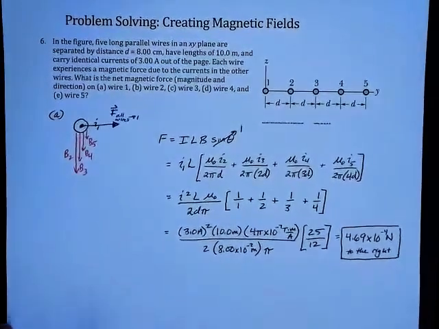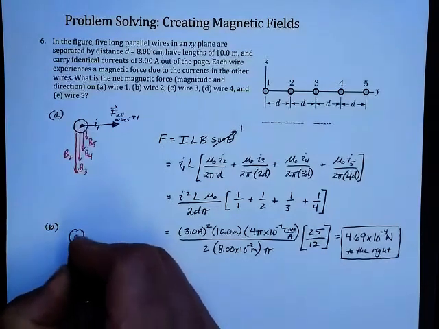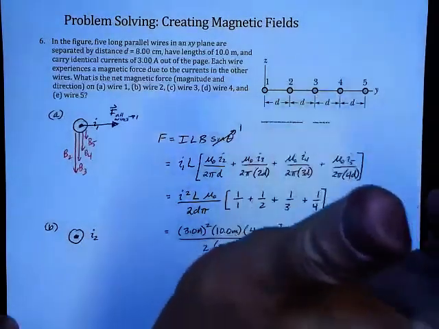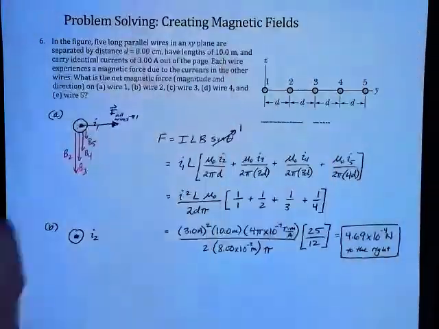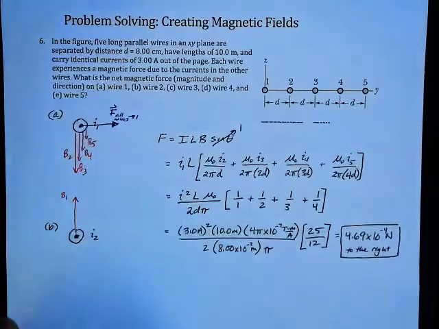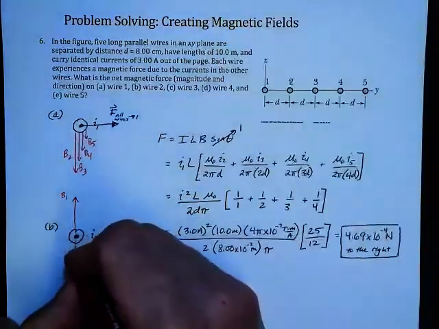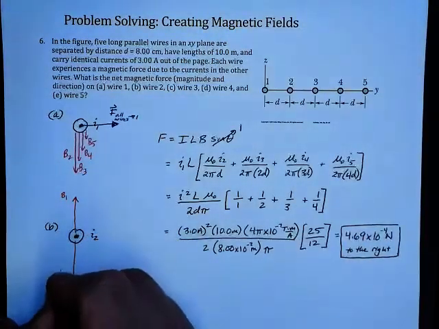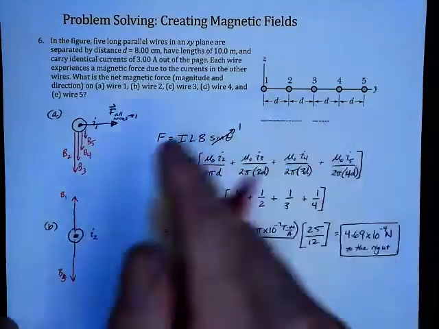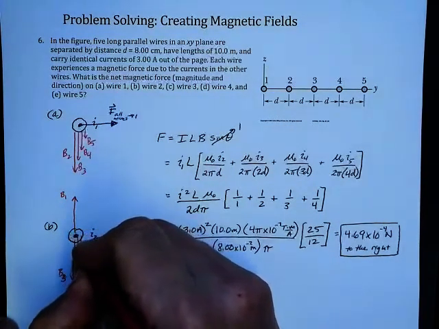All right, how about wire 2? Here's wire 2. Wire 2 now is to the right of wire 1, so wire 1 produces a magnetic field that is up here. There's B1. Wire 3 produces a magnetic field that's down, but 3 and 1 are the same distance from 2. 4 is further away, but going to be down. 5 is further away, also going to be down.